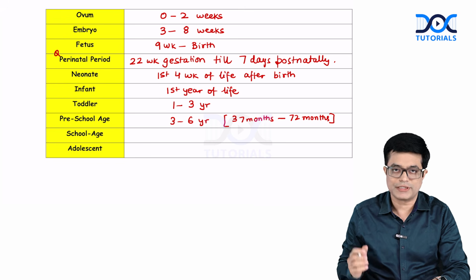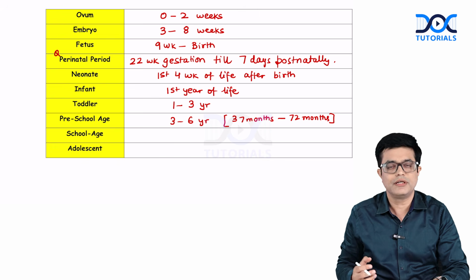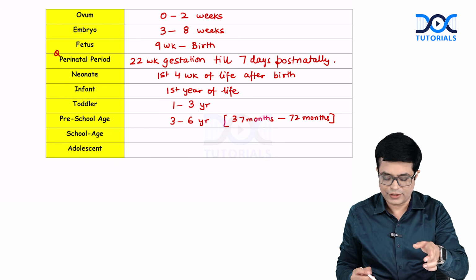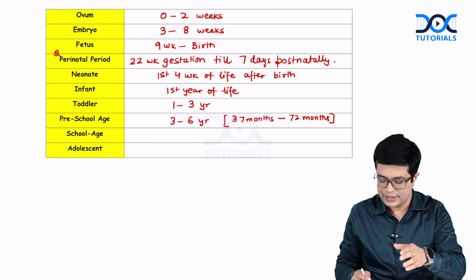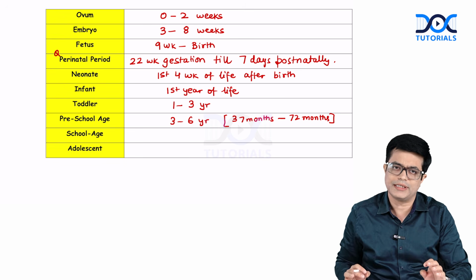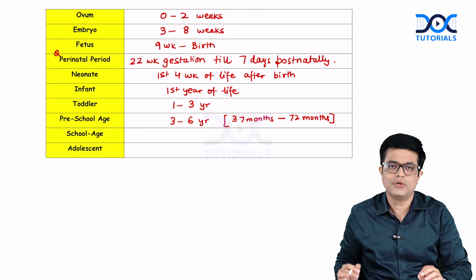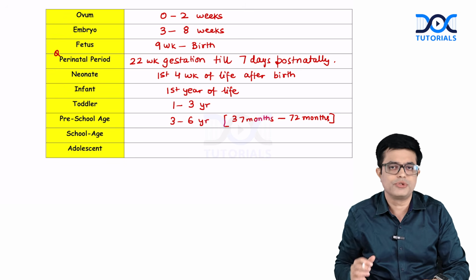6 multiplied by 12 is 72. So this is also sometimes written. These are the games examiners can play. Instead of writing 3 to 6 years, he or she can write 37 months to 72 months. That will also mean the same thing. I've just given an example of how these things can be asked and create confusion in your mind.